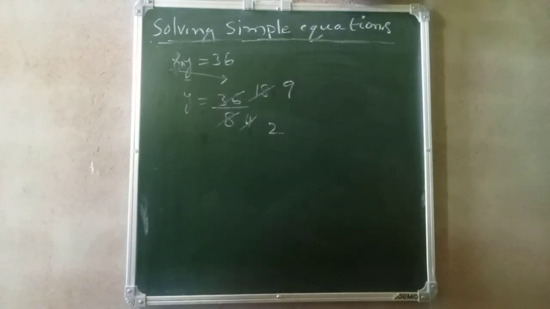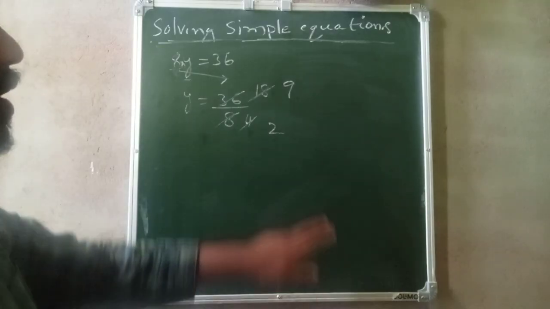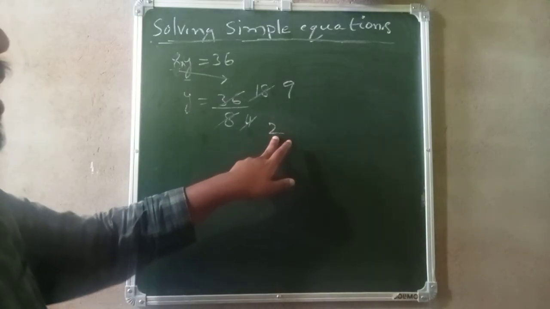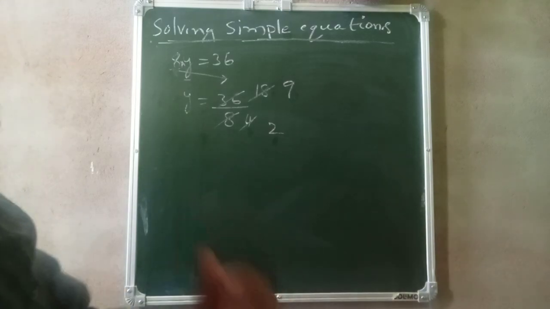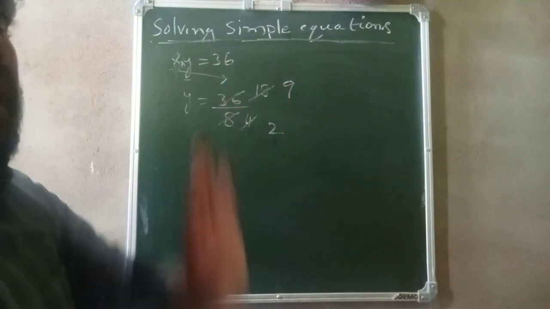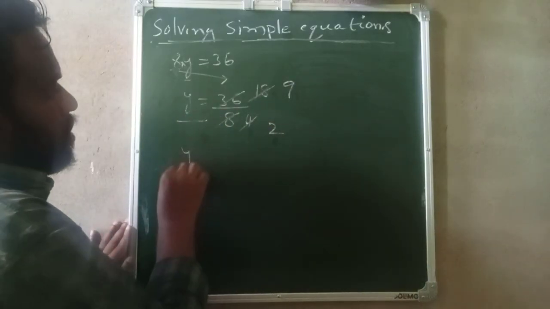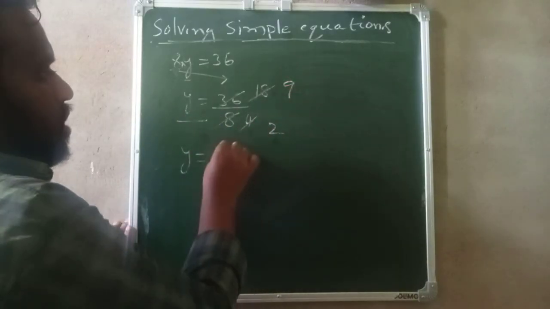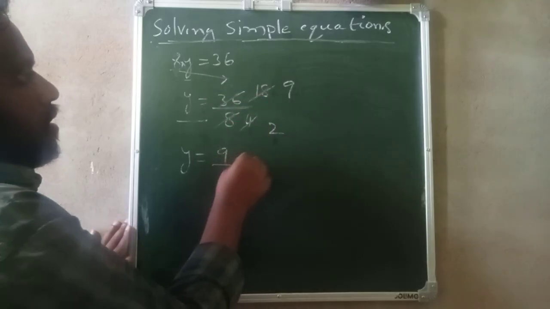Correct? Now think about any other number that can divide both 2 and 9 completely. There is no such number. If you take 2, 2 can divide this 2 completely, but 2 cannot divide 9 completely. So there is no such number that can divide both 2 and 9 completely, and I will stop division here. So next step I will write this y is equal to 9 and the divide bar line 2.